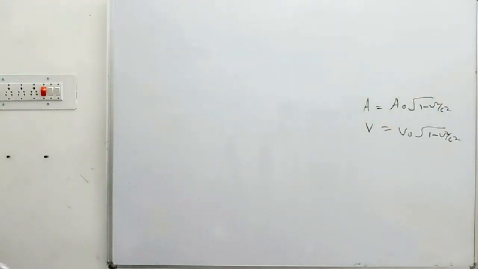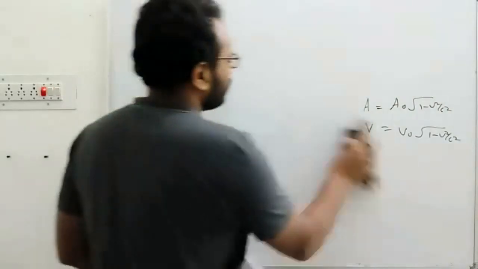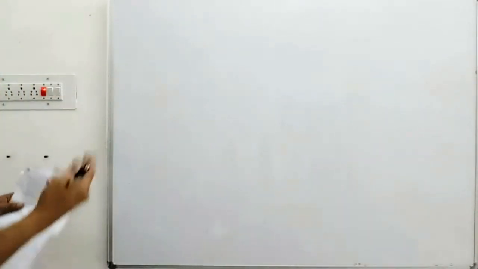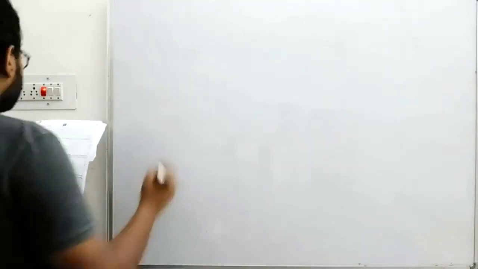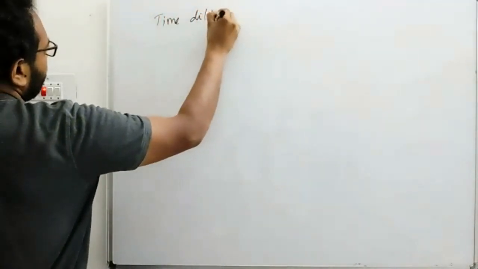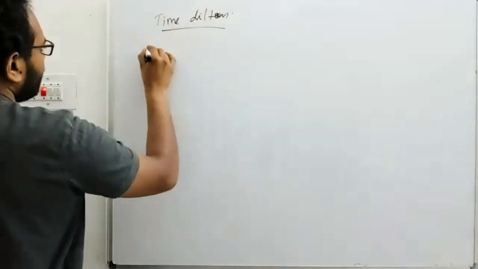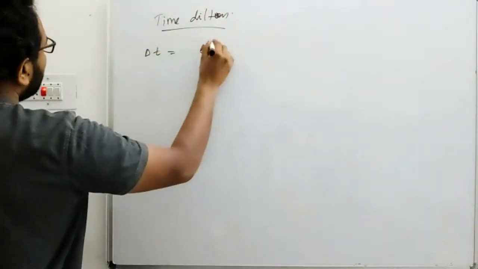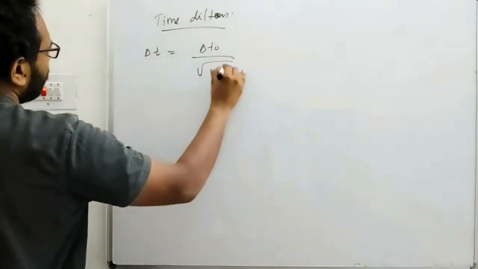Now let's do a time dilation problem. I think we have covered all sorts of problems using length contraction, so a problem of this form, or some combination of this form, might be asked. Now let's look at time dilation. We are already familiar with it: delta t is equal to delta t0 divided by the square root of 1 minus v square by c square.